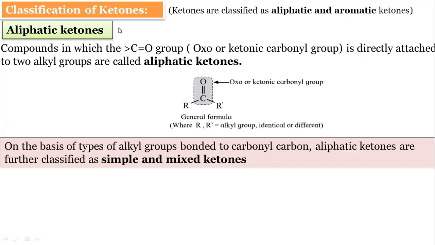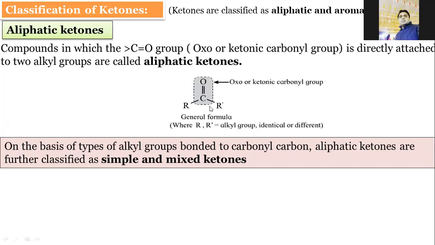Same as aldehydes, the ketones are classified as aromatic ketones and aliphatic ketones. The definition is same. In case of aliphatic ketones, the CO carbonyl group is attached to the R group. And in case of aromatic ketones, this CO group is attached to the aromatic ring or Ar group. The Ar group may be same or different. In case of aliphatic ketones, the CO group is attached to the R group. R may be same or R may be different.